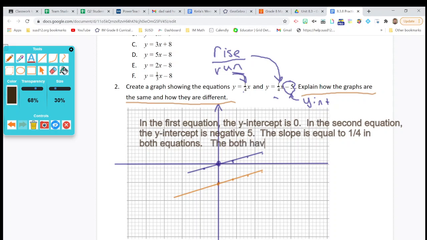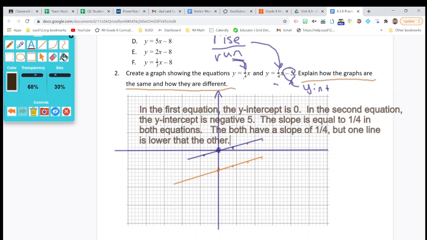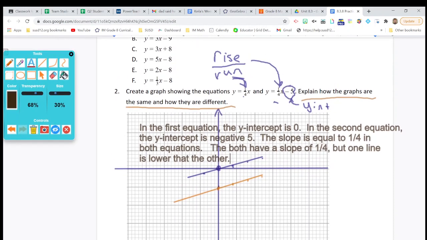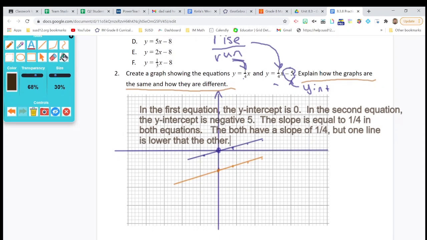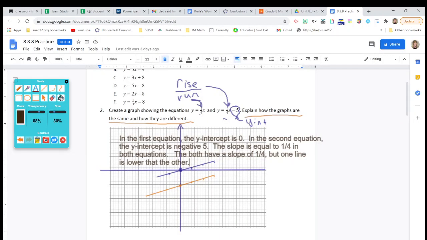They both have a slope of 1/4. But one line is lower than the other. Okay, there's a very good explanation. I want you to pause the video and look at your notes and answer the questions thoroughly. You need complete answers or else there's no credit. Okay, good job. I'm going to keep on going.